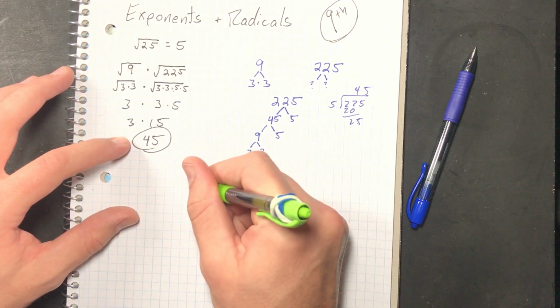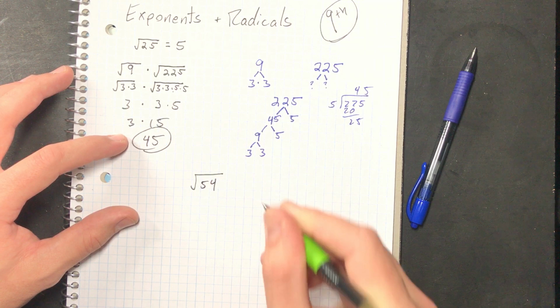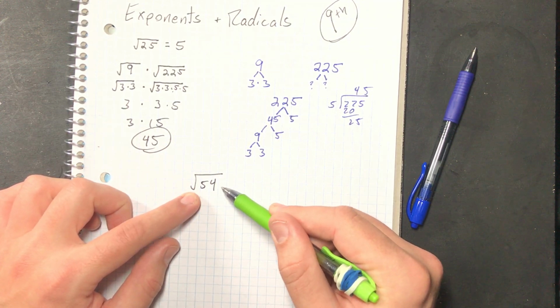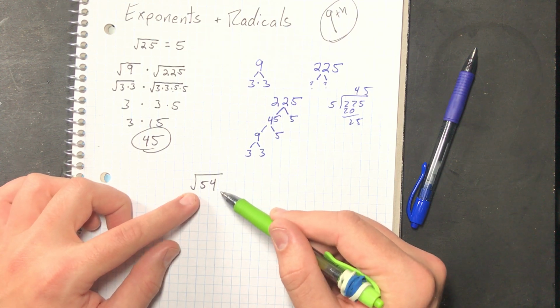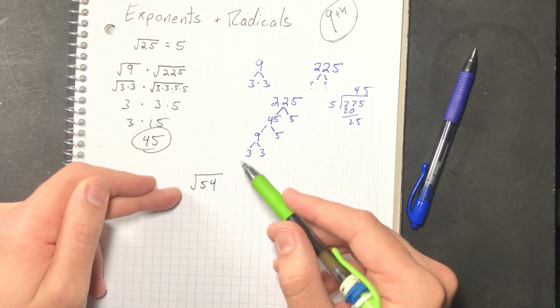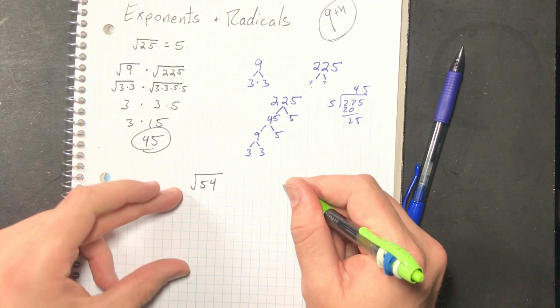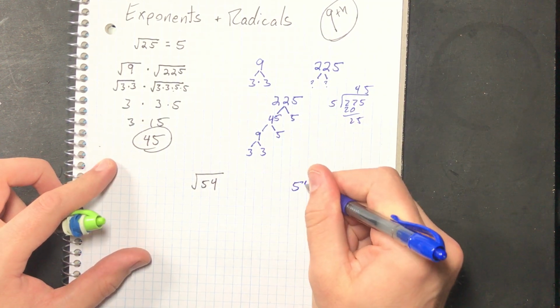They also might give you something like the square root of 54. Now, 7 times 7 is 49, 8 times 8 is 64, so we know that this is not a perfect square. How do you simplify this? You simplify it in the same way as searching for the perfect squares earlier. You make a factor tree. So we know that 54 can be at least divided by 2.